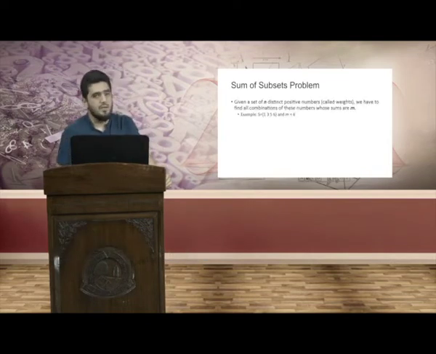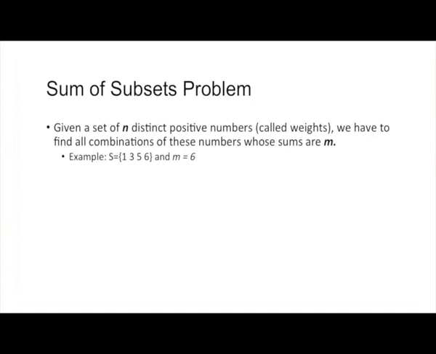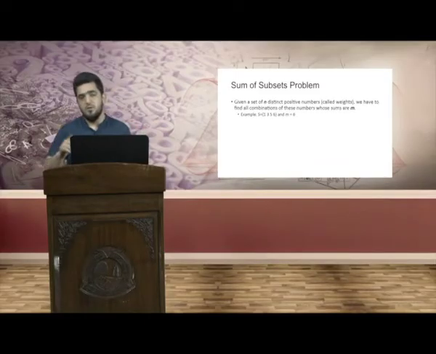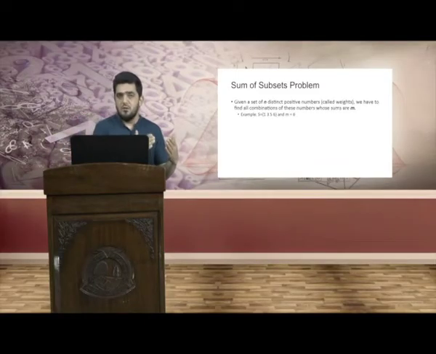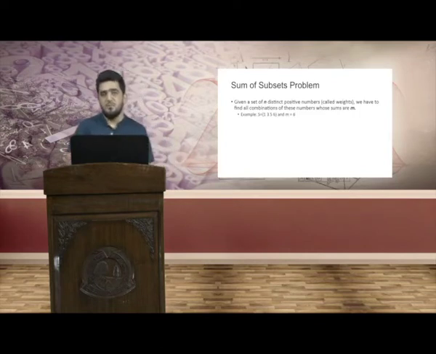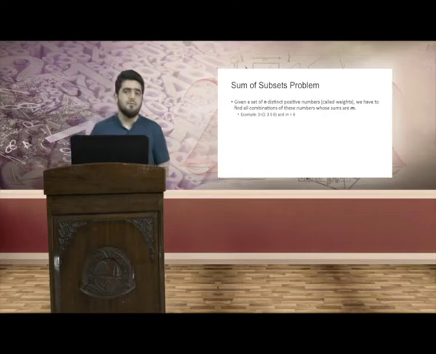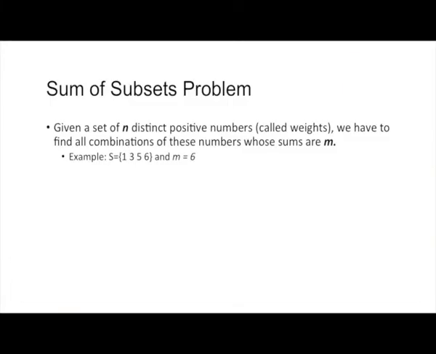As you can see on the slide, the sum of subsets problem basically deals with when we are given a set of n distinct positive numbers, often called weights, and we have to find all possible combinations of these numbers whose sum is equal to another value. So we have two inputs. One is the set of positive numbers and the other input is a sum, to which we have to verify and find all possible combinations from that input set so that the sum of those numbers matches that specified sum, which we refer to as m.